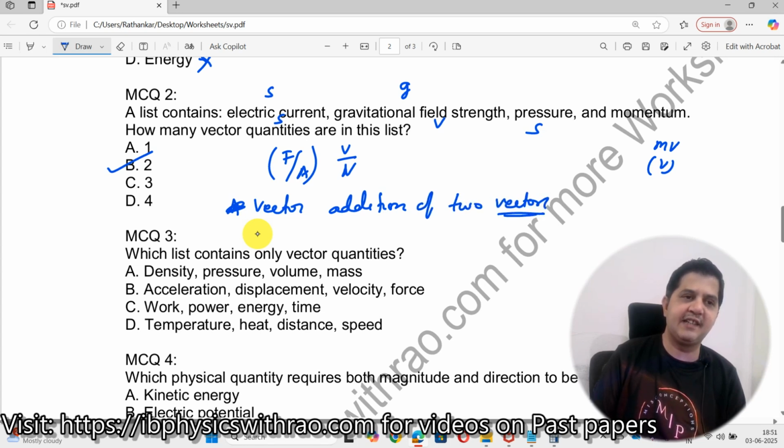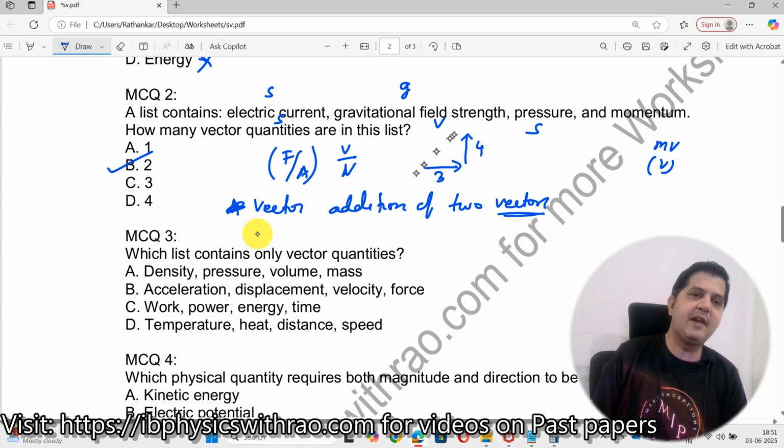If you want, I can just illustrate this with an example. Let us say I take two vectors like this. Let us say I take vectors like vector 3 units and vector 4 units. What is the resultant of this? Resultant is nothing but 5 units over here.